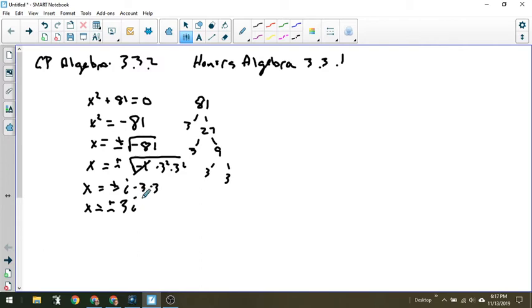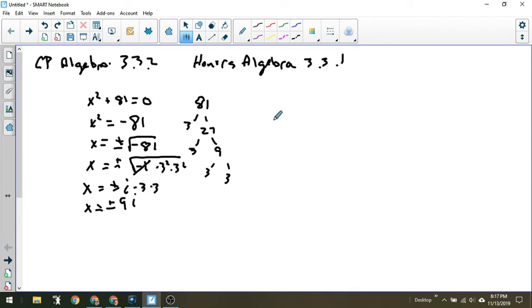3i. 9i. Let's fix that. Oops. I got ahead of myself. Plus or minus 9i. 3 times 3 is 9i. So if I put plus or minus 9i back into this equation, it makes it true.